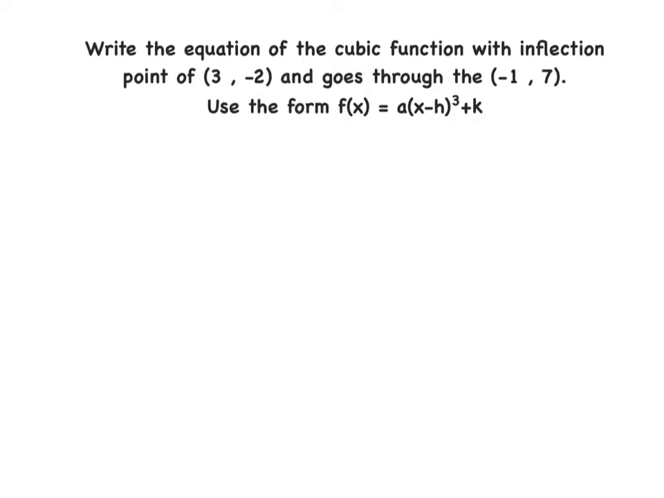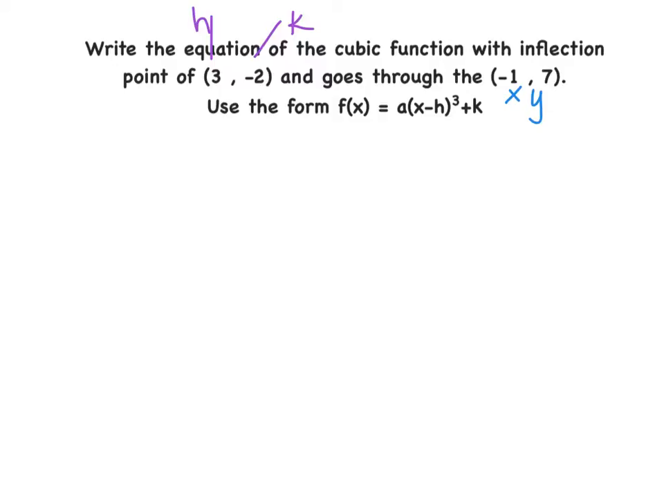Okay, now let's write an equation of the cubic function with the inflection point of (3, 2), so I know automatically that that would be h and k, and goes through the point (-1, 7). That should say point in there, and we're going to label that x and y. So I'm using this form, f of x equals a times (x minus h) cubed plus k.